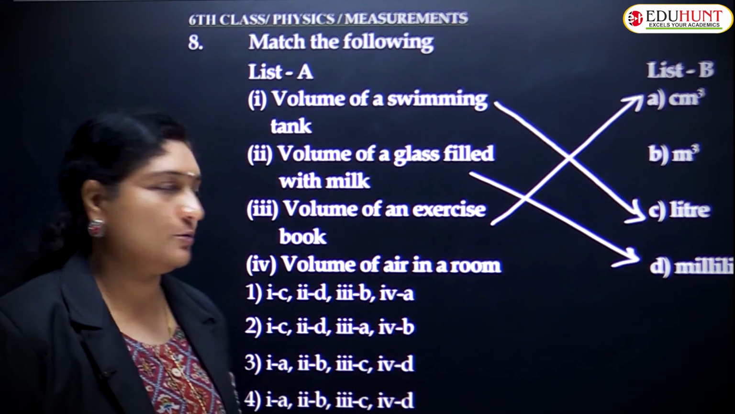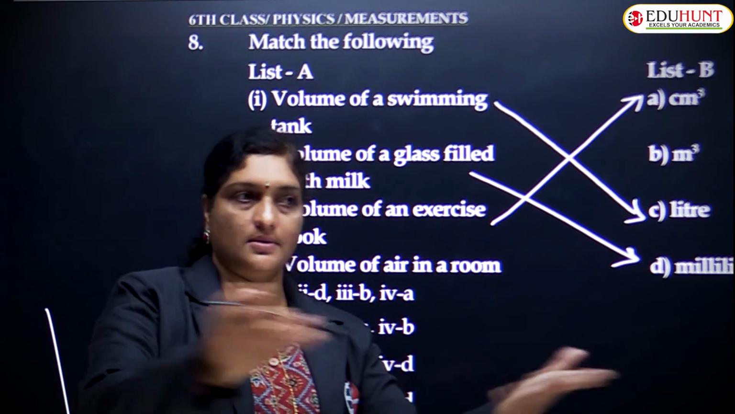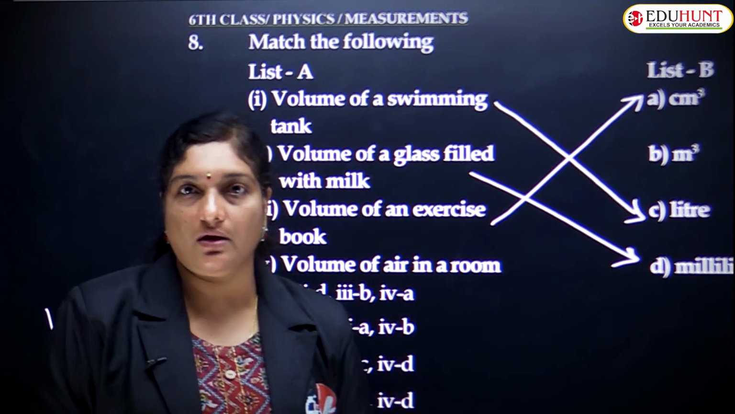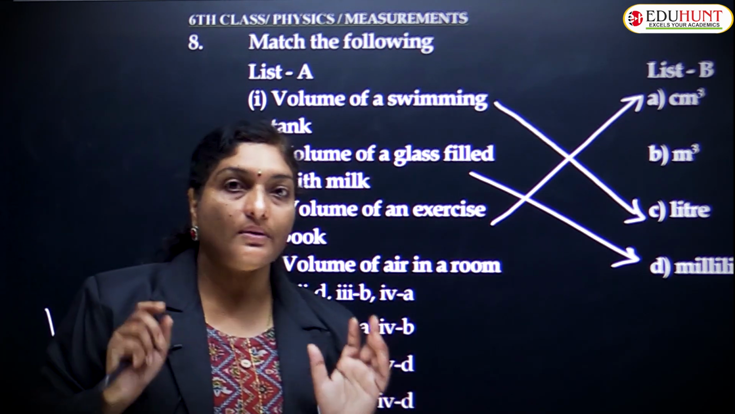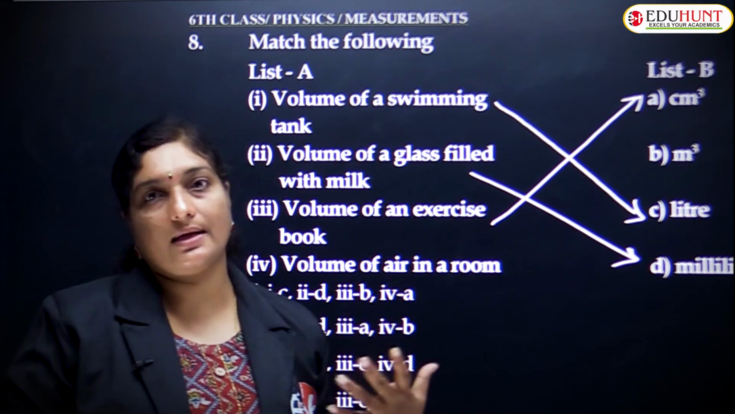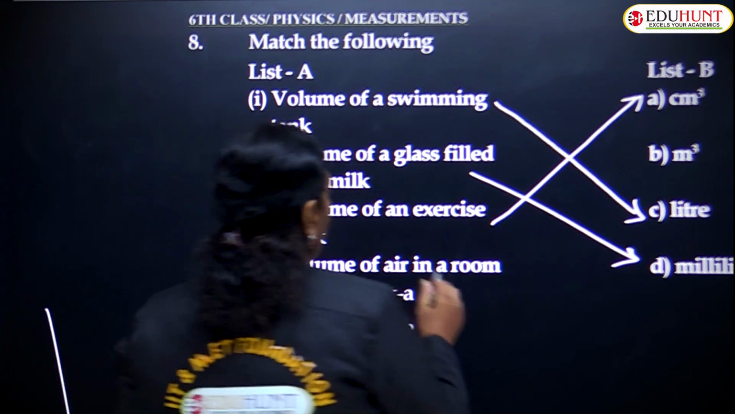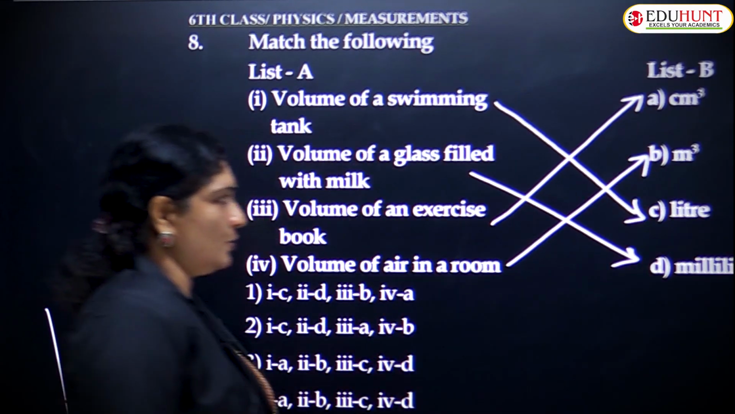So centimeter cube volume. Whereas air, you have air in and around wherever you are sitting, in your classroom and all. The whole room is filled with air. Do you measure this in centimeter cube or meter cube? Bigger space means you will generally measure in meter cube. So the volume of air inside the room is measured in meter cube.